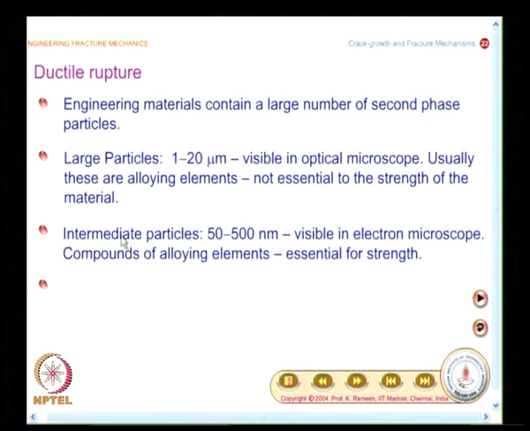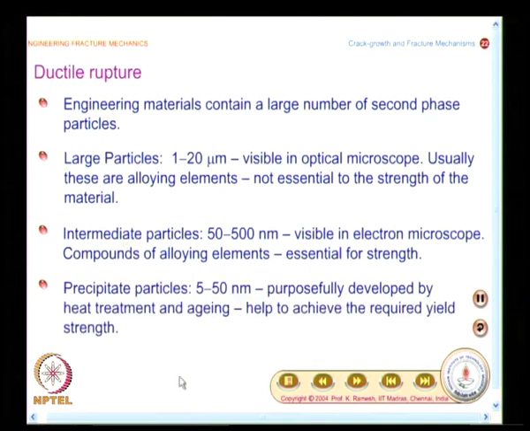So, when I have large and intermediate, I should also have small particles, and they are classified as precipitate particles, which are 5 to 50 nanometers, very small. They are purposefully developed by heat treatment and aging. And what is their role? They help achieve the required yield strength.